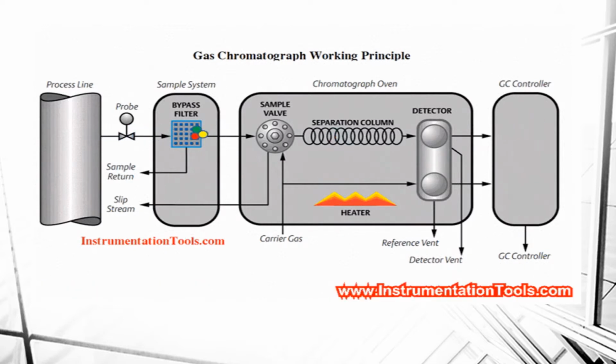The separated components will travel from the column to the detector individually. The detector will detect the respective component voltage. Thus, finally we measure all individual components in the sample gas. We plot all measured components in a graph called a chromatogram.